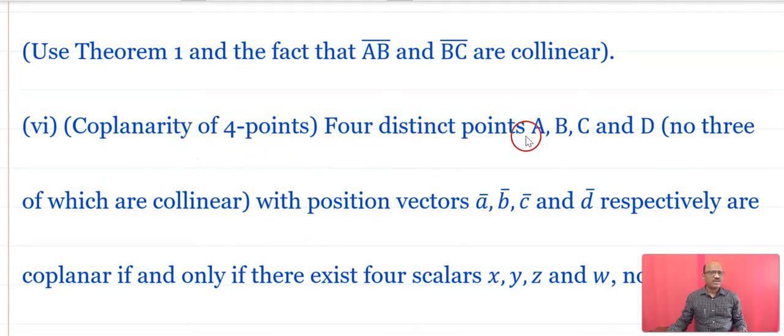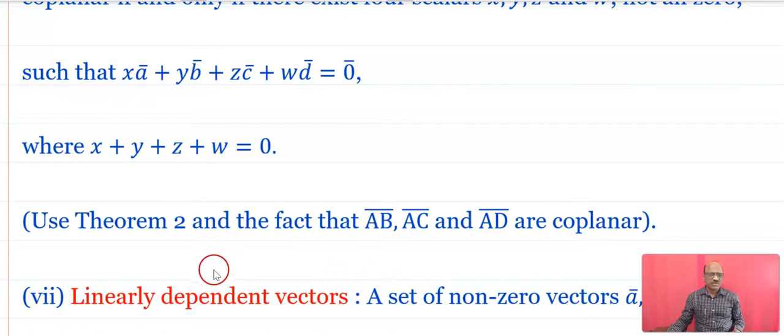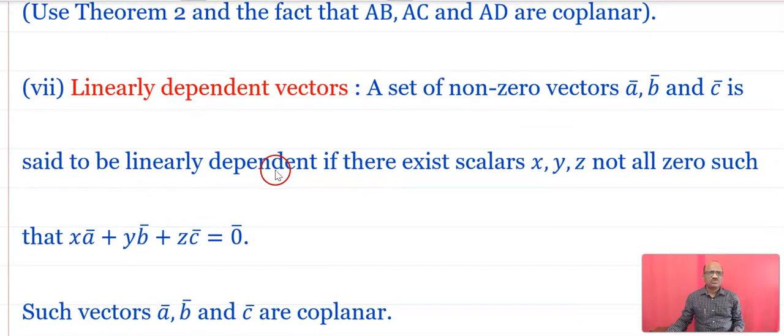Next, coplanarity of 4 points: 4 distinct points A, B, C and D with position vectors a bar, b bar, c bar and d bar respectively are coplanar if and only if there exist 4 scalars x, y, z and w, not all 0, such that x a bar plus y b bar plus z c bar plus w d bar is equal to 0, where x plus y plus z plus w is equal to 0.